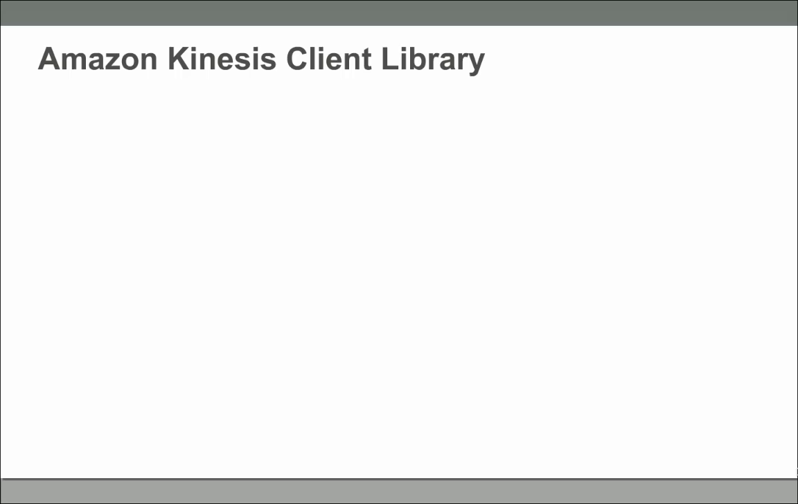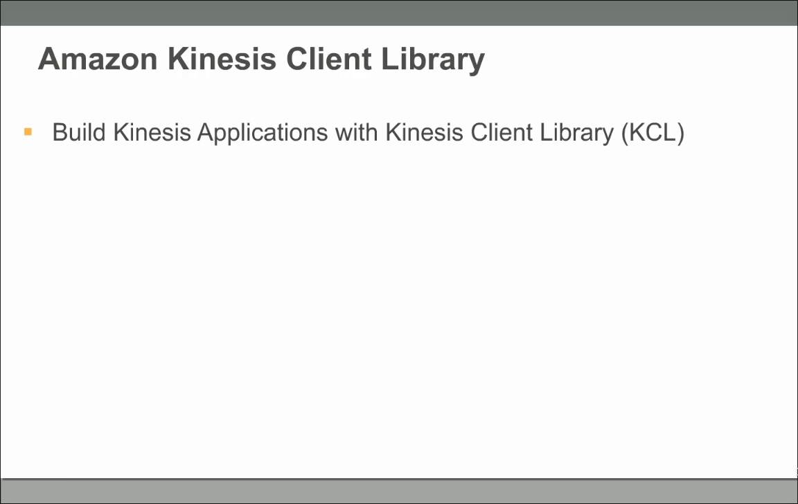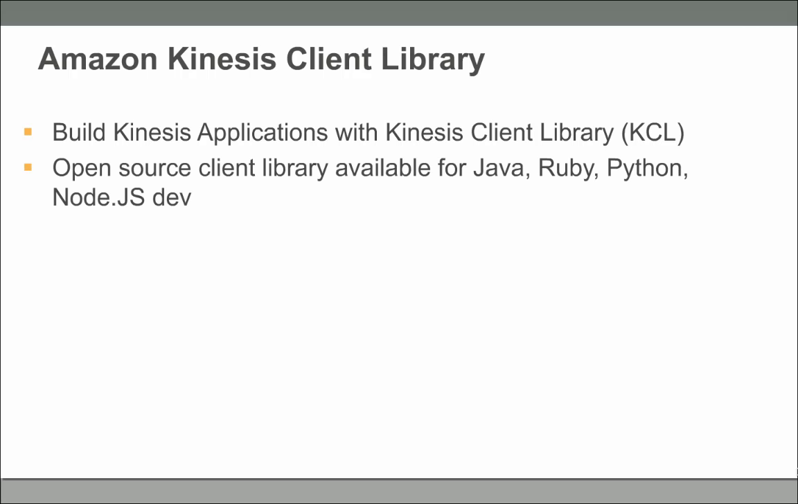So Amazon Kinesis Stream processing. We've talked about the producer library. We also have a client library. The Amazon Kinesis Client Library allows you to build KCL applications. This is sort of the starting point for consuming from a Kinesis stream. You can use the low-level APIs, and that will work fine, but the KCL will take care of a number of other things for you. It's an open source client library available in Java, Ruby, Python, and Node.js.